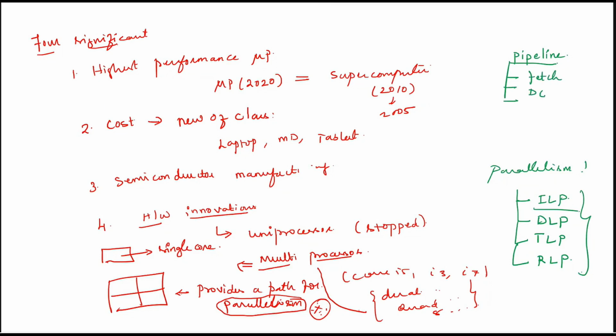I will go for three-stage pipelining. Have you heard this? Yes, ma'am. Then let me explain. Take a three-stage pipeline. Let it be that you have a fetch, a decode, and an execute.